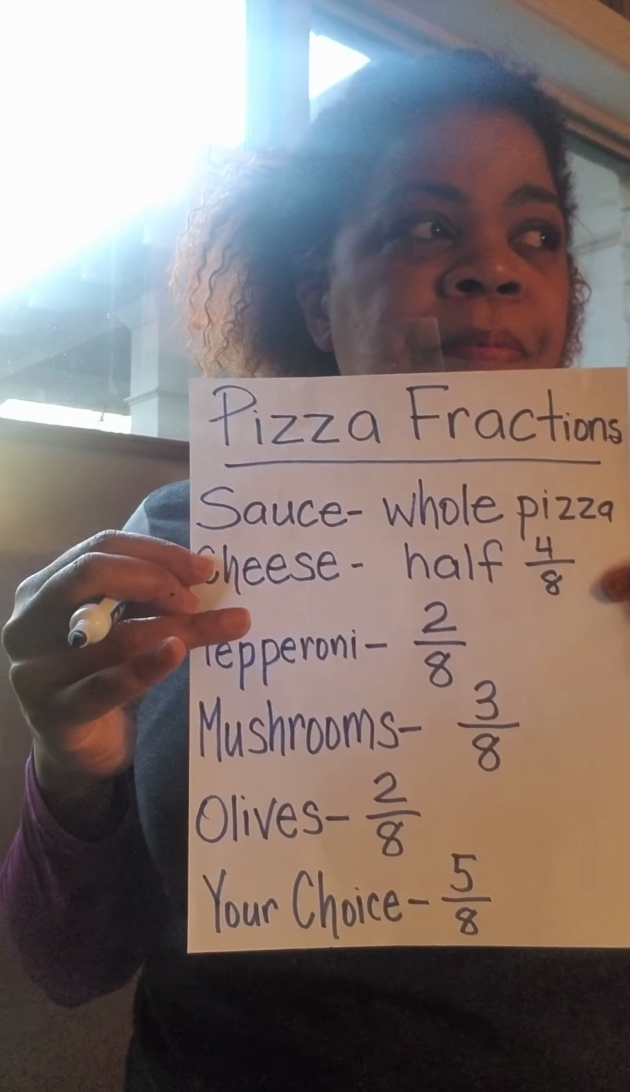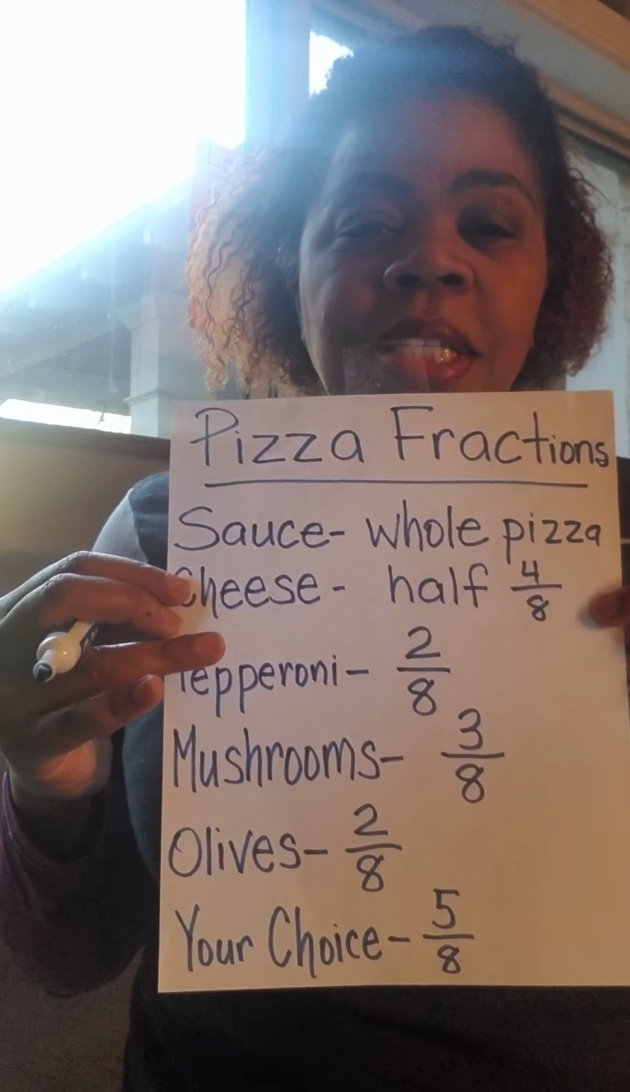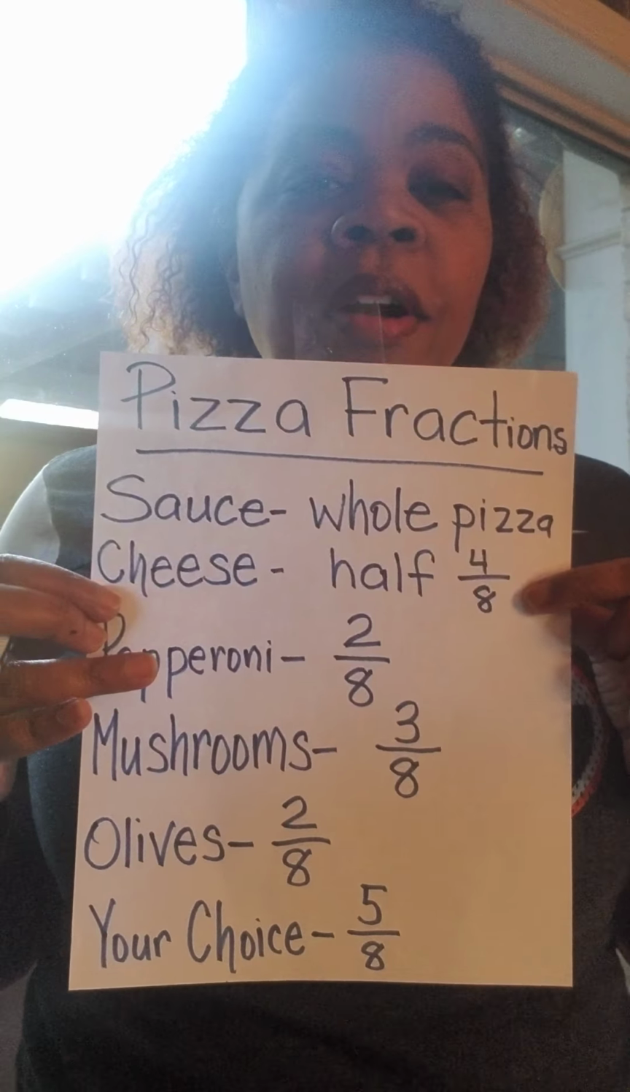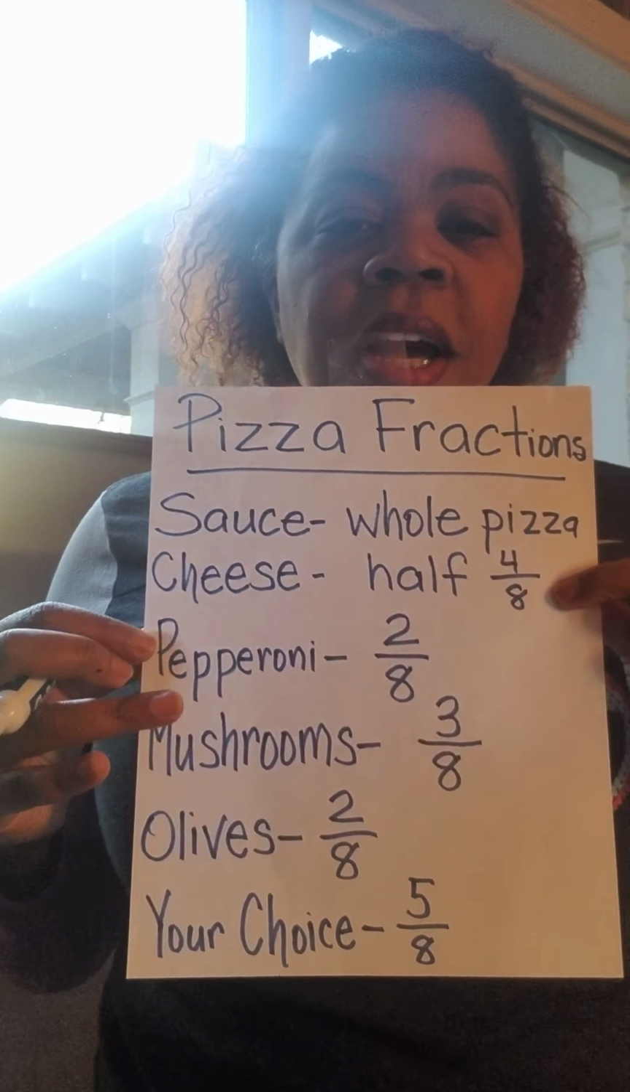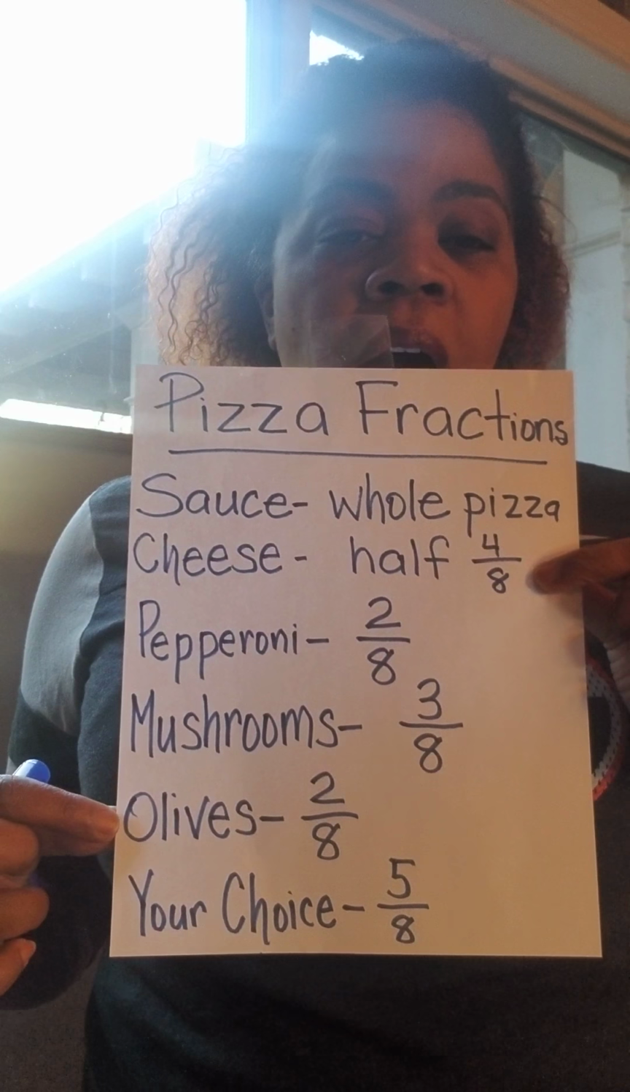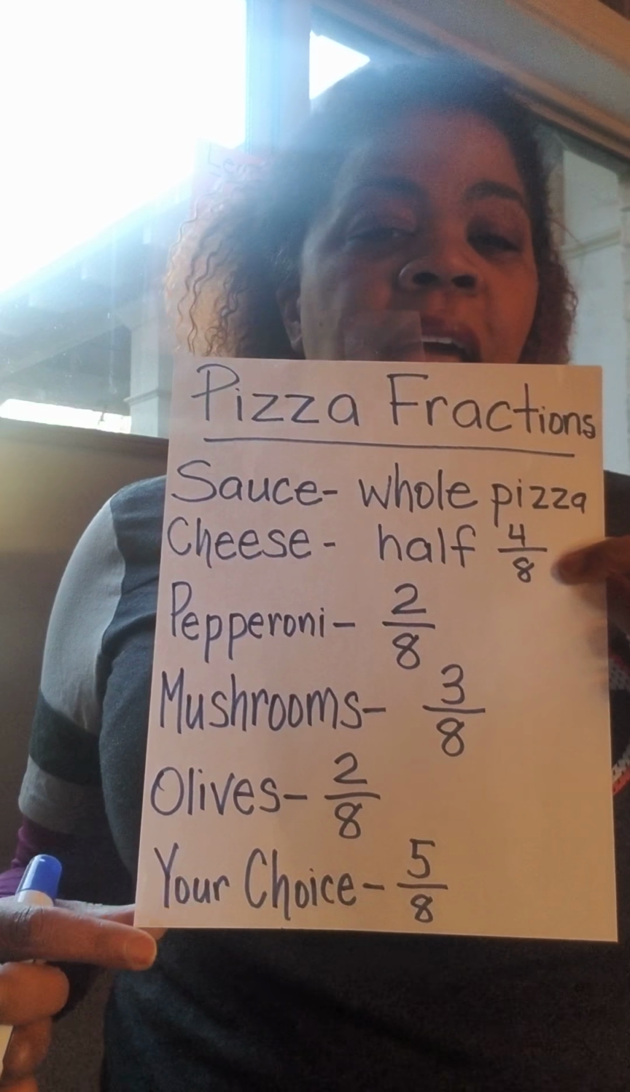So how many slices? If the cheese is going to be on 4/8, how many slices are there going to be in the pizza? 8. Correct, because the denominator is 8. Okay, pepperoni on 2/8, mushrooms on 3/8, olives on 2/8, and your choice.